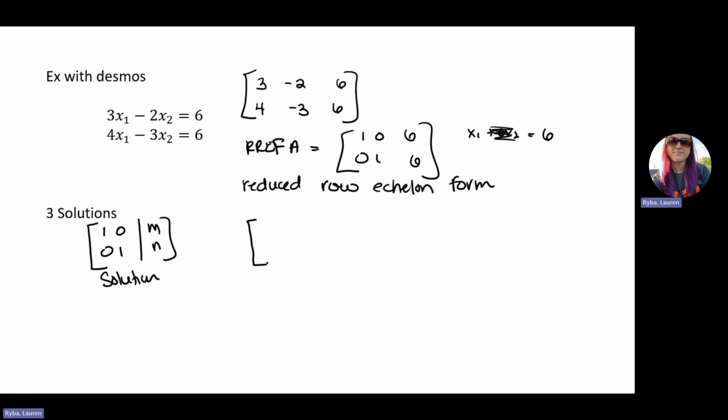If we reduce our matrix, and it looks like this, 1, a number m, a number n, and a whole row of zeros. The whole second equation disappears. Means that we have a multiple of the first equation. This is infinite solutions. I clearly am not spelling today.